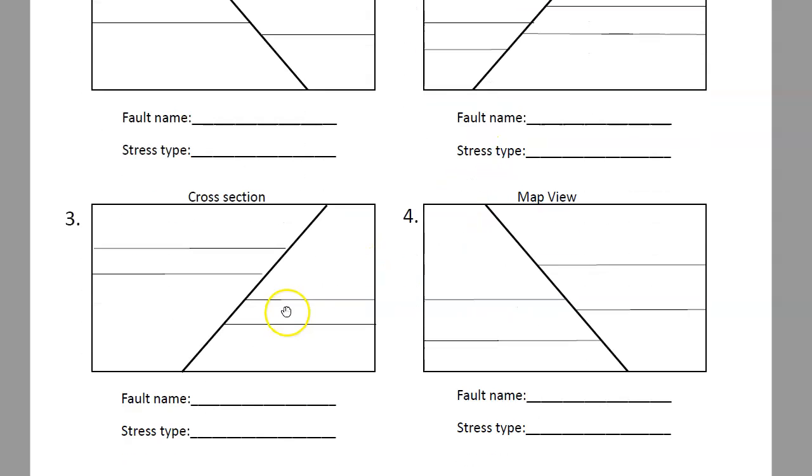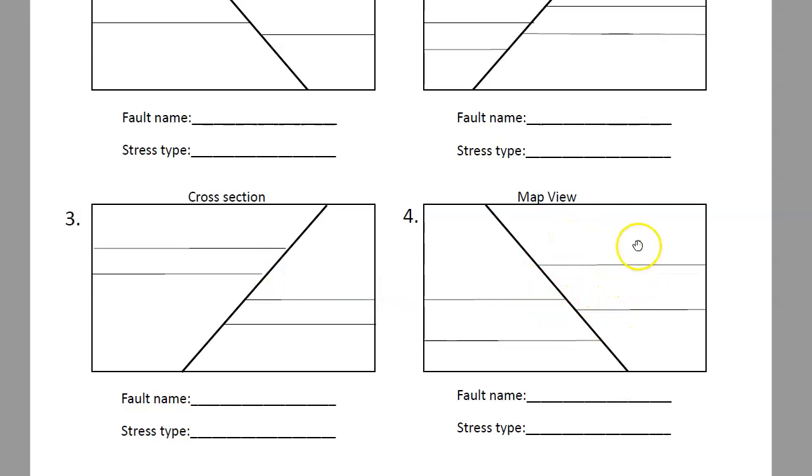And so if we go to this other one here, we put our hand, finger, whatever on the fault plane, go straight up. This is the hanging wall. This time it has moved up. Up means it's a reverse fault, and reverse faults are usually caused by compressional stresses.